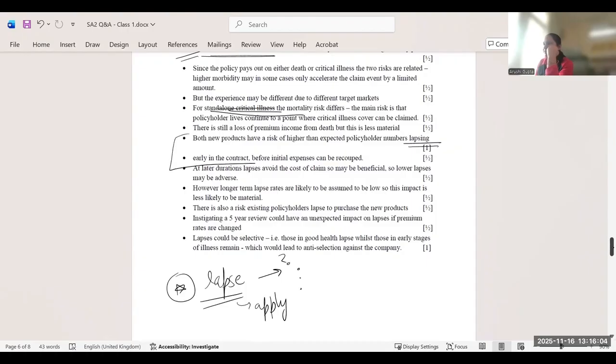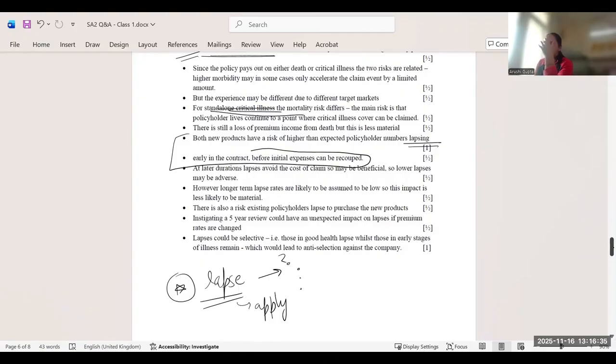That if you have, early on in the contract, more lapses than you expect, then you have not even been able to recoup your initial expenses. Lapse is one thing where, for all products and all durations in the policy, you cannot have one single answer that higher lapses than expected is a risk. It's not true. It's not like deaths, where for a term policy deaths higher than expected are always a risk. Lapse rate depends on the timing and the nature of the product.